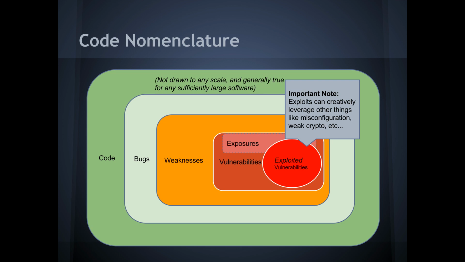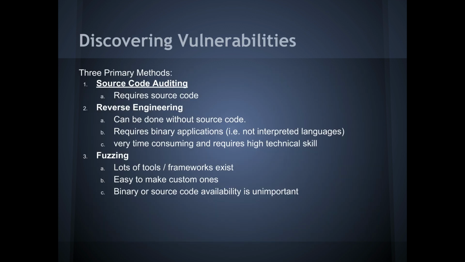And it's really important to note that exploits can creatively leverage other things like misconfiguration, weak crypto, side channel attacks, and etc. Which leads us to the three main methods that we're going to cover in this course for discovering vulnerabilities. The topic of today's lecture is source code auditing. In 2 weeks, well, under that, we'll have a workshop on reverse engineering. It'll be very hands-on. And after that, we'll cover fuzzing.